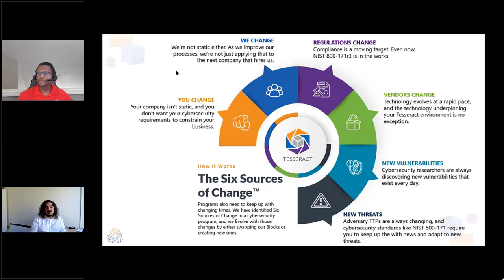Your vendors are going to change too, or they should, right? And so here, we talk about us changing as a provider. Whether we're your provider or somebody else is, or you have an internal staff, they need to stay on top of changes in best practices for cybersecurity programs.